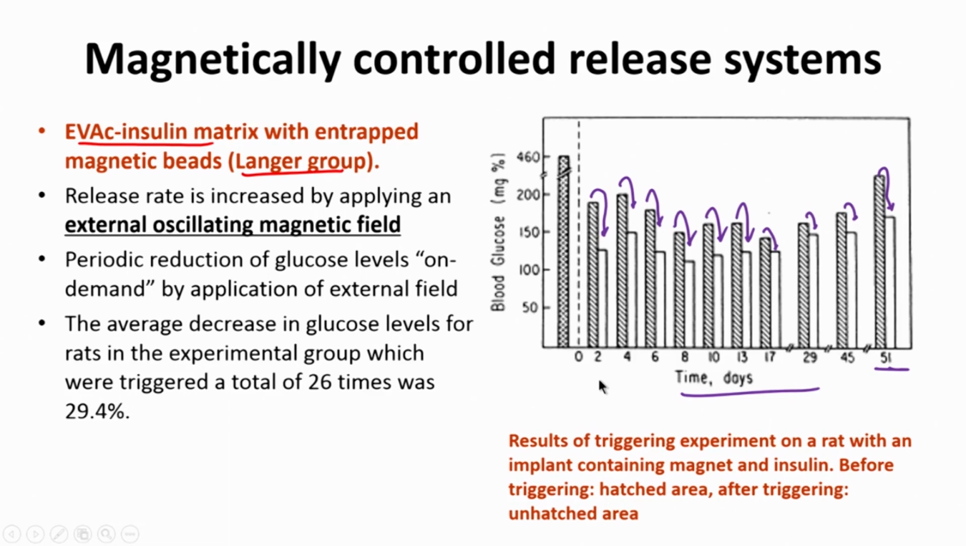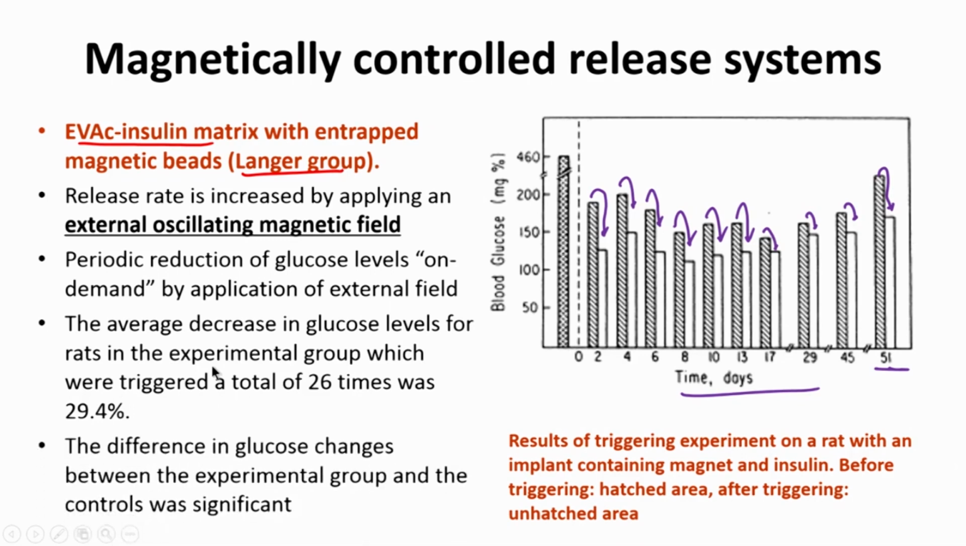So, the average decrease in glucose levels for rats in the experimental group, which were triggered a total of 26 times. So, this was done 26 times, and there was about a 30% reduction every time this was done, and the difference in glucose changes between the experimental group and the control was significant. So, all of this was actually significant, and so they were able to show that such magnetically triggered systems can be externally controlled, depending on when you need it.